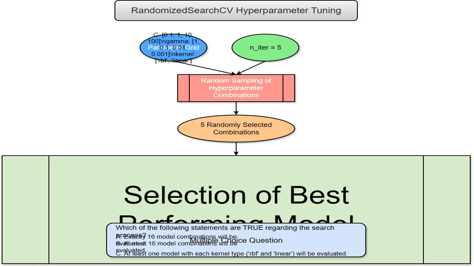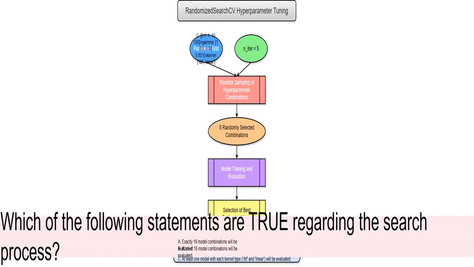We choose the model from the 5 that did the best on the test data. The selection criteria are implicitly given by the algorithm's scoring. This is the core question of the quiz. It requires you to understand how the n_iter parameter in RandomizedSearchCV affects the search process, and to analyze the possible outcomes of randomly sampling hyperparameter combinations. The question assesses your comprehension of the RandomizedSearchCV algorithm, not just its result.